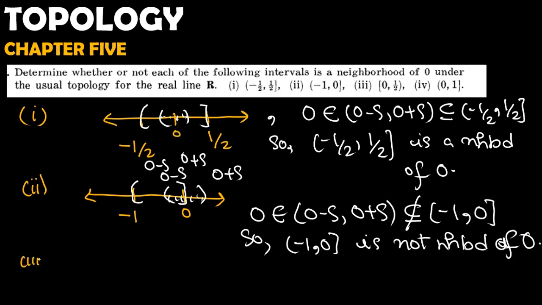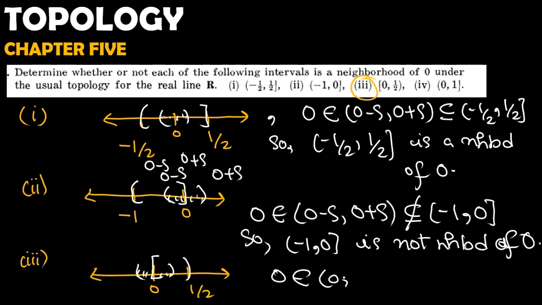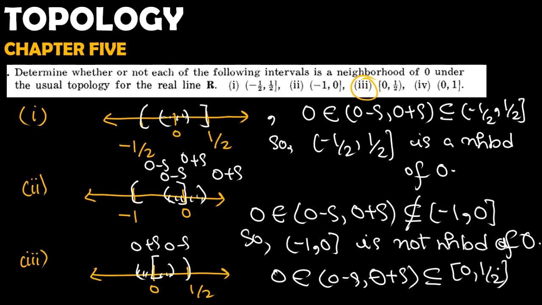Okay, so the next example is this. If I draw it, 0 is here and it goes over to 1. So we have closed, half open, half closed, and the same goes with this. 0 belongs to 0 minus epsilon and 0 plus epsilon, but that is not a subset of our half open and closed interval. So this half open and closed interval is not a neighborhood of our 0.